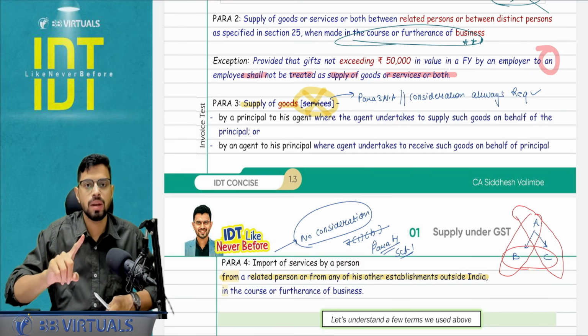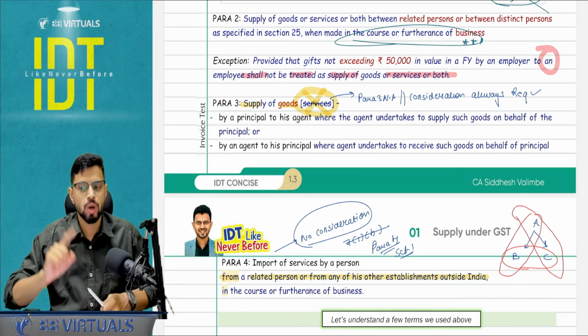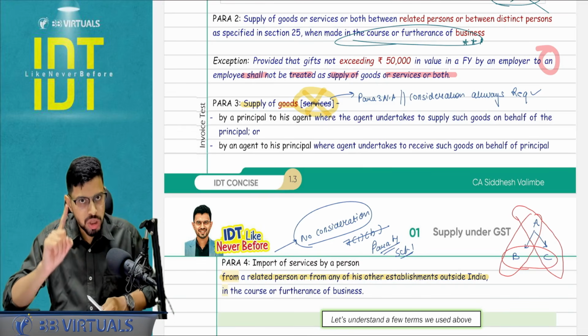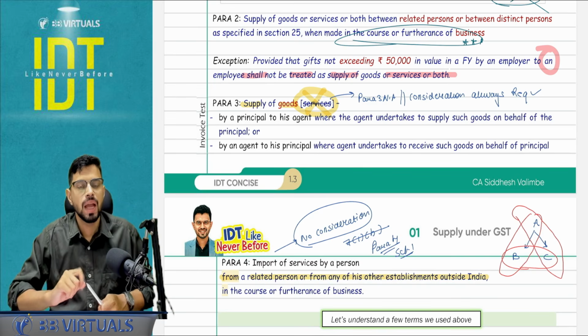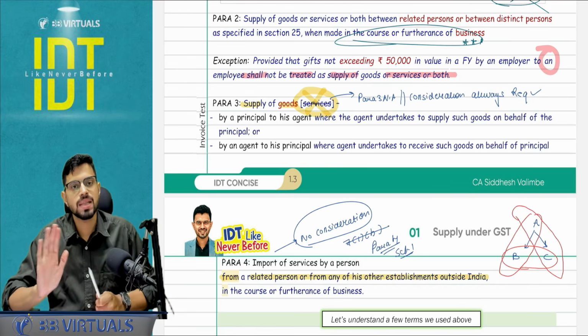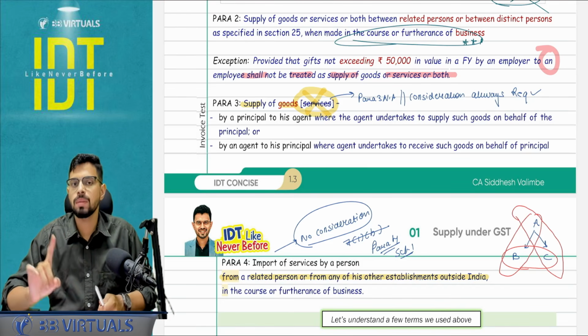Then in that case, it will be a deemed supply between the principal and agent as well, because ultimately we need to invoke the liability of the principal. We need to generate the liability of the principal. But if the invoice is issued in the name of the principal, then the invoice test has failed. Then you will not make a deemed supply between the principal and agent.